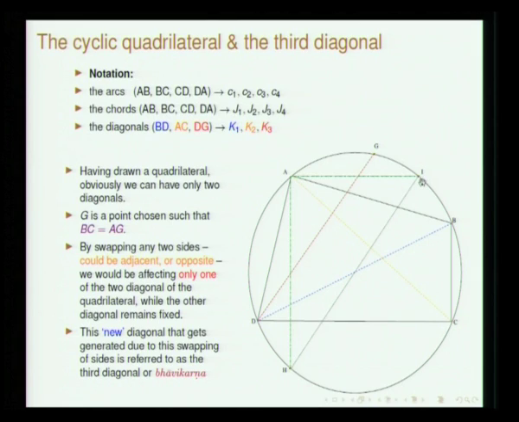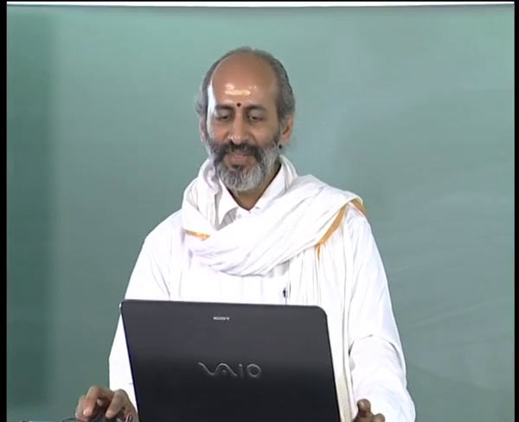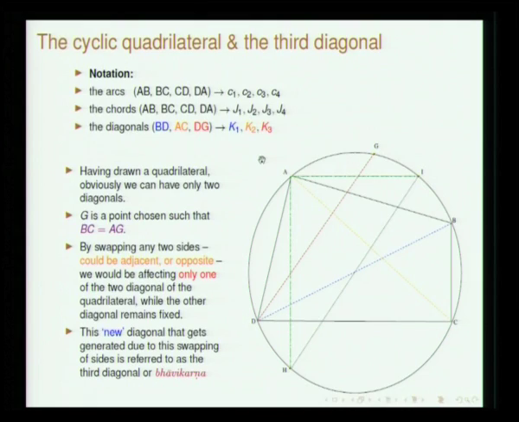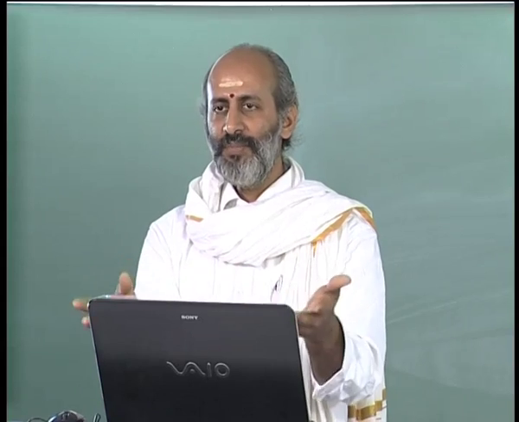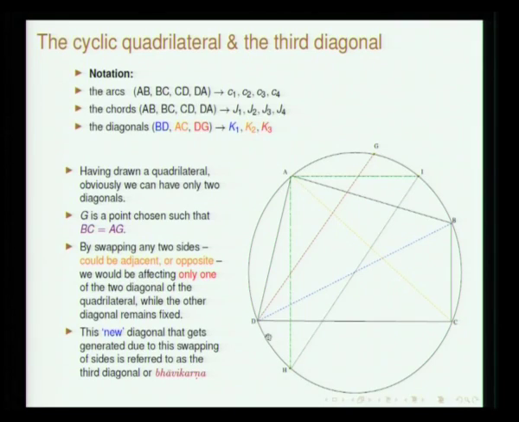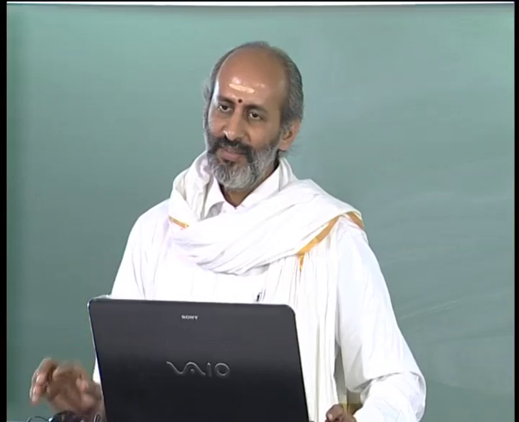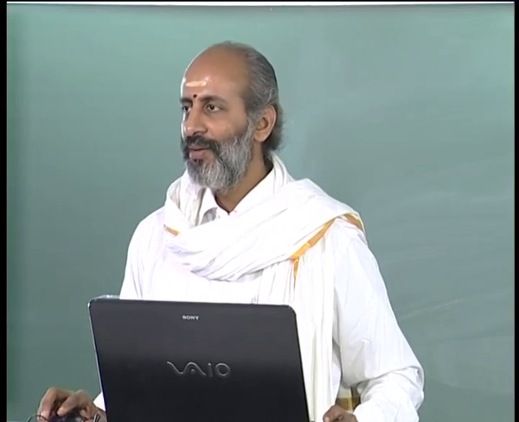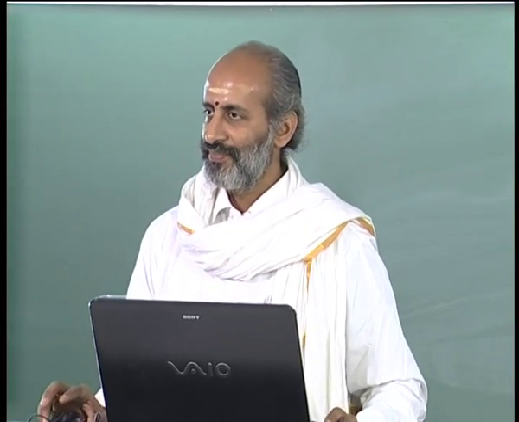In fact, the expression for area of the quadrilateral will be in terms of these diagonals. So, diagonals we denote as K1, K2, K3. Any kind of swapping can be done, any segment can be swapped. So, you can think of transporting this to the other side, other to this side. So, whatever you do, one diagonal will remain invariant, the other diagonal will change. So, this third diagonal will be referred to as bhavikarna in the text, right.